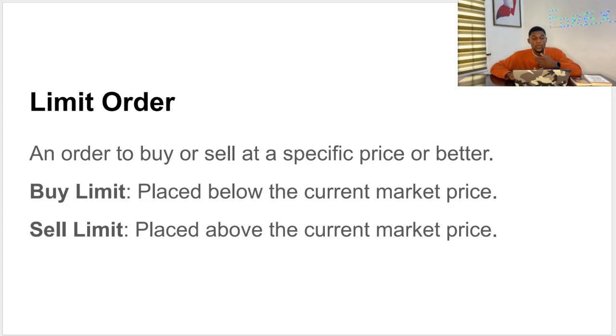Let's keep going. So we have a limit order, an order to buy or sell at a specific price or better, which is what I was trying to explain. We have the buy limit, placed below the current market price, or the sell limit, which is placed above the current market price. Do you guys understand? So I said buy limit is placed below. Let's say the market is going up, a buy limit is placed below the current market price. And the sell limit is placed above the current market price. You understand? I don't want to make a mistake with that.